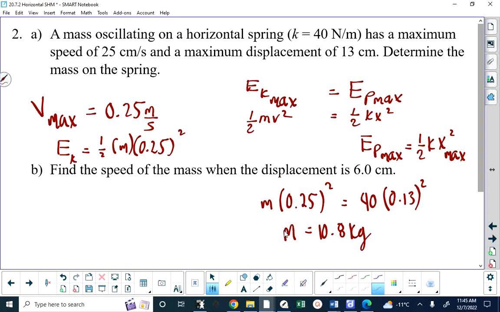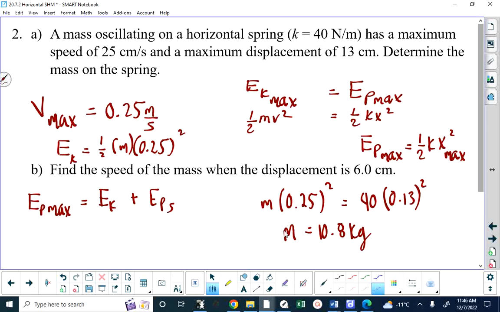And then for part B, what is the speed when the displacement is 6? Okay, just a second. The maximum displacement is 13 centimeters. When the displacement is 6, is all of the energy kinetic? No, because it's not in the middle. When the displacement is 6, is all of the potential energy the mechanical energy? No, it's a mixture. But we can still say EP max equals the sum of those two energies.